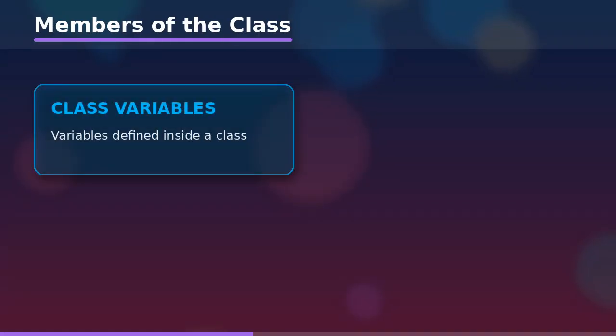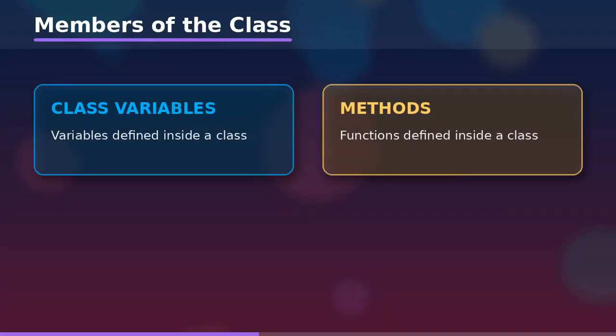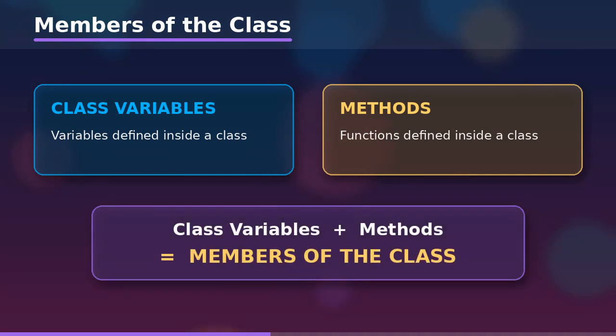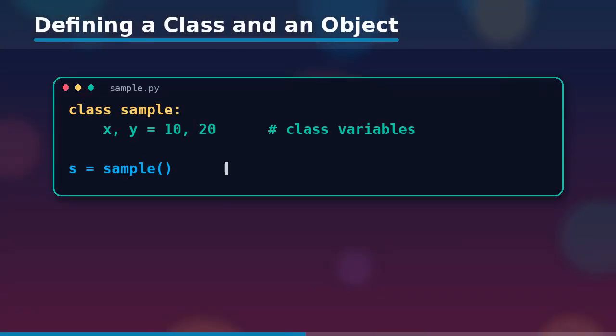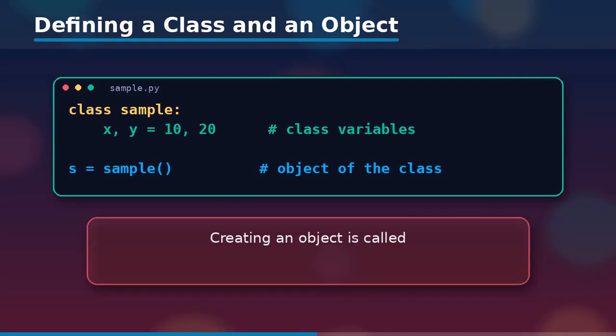What lives inside a class? Variables defined inside a class are called class variables. Functions defined inside a class are called methods. Class variables and methods together are known as the members of the class. Here is a class named sample with class variables x and y set to 10 and 20.